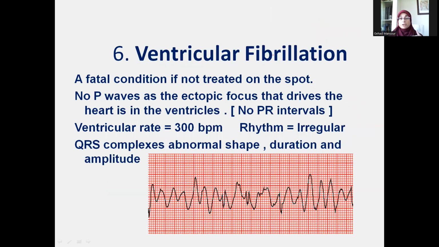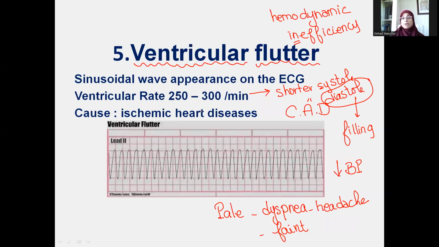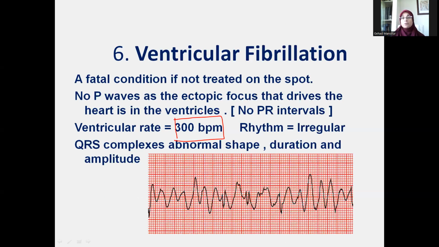In ventricular fibrillation, the condition is still more serious because we have an ectopic focus, an abnormal focus, whose origin is in the ventricles. And this abnormal focus beats at a very rapid rate that is usually around 300 beats per minute, meaning that it is almost the same rate as that of the ventricular flutter. But why is ventricular fibrillation more serious? Because of the irregular rhythm.